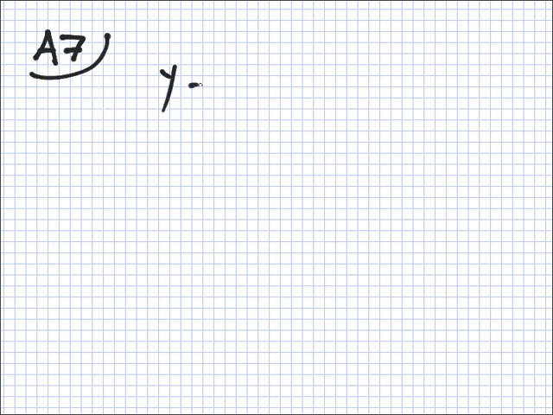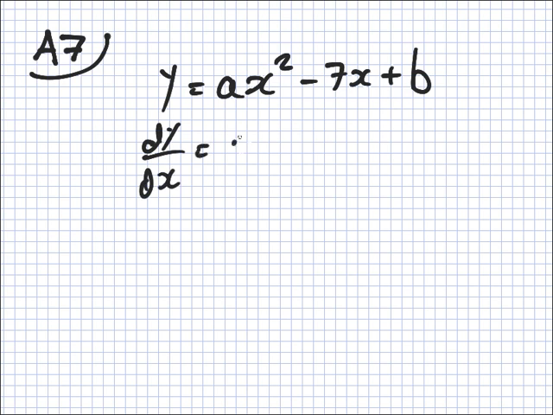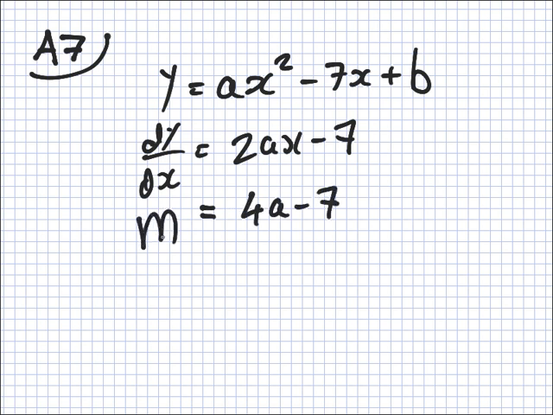So you have y equals ax squared minus 7x plus b. And you know dy/dx is 2ax minus 7. And the x is 2, so that's 4a minus 7. Now that's the slope of the tangent. But you know what the slope of the tangent is. Look at the tangent line. What's its slope? 13. Yeah, 13.